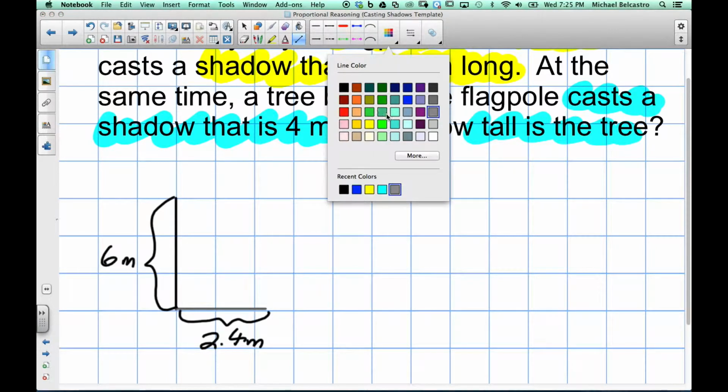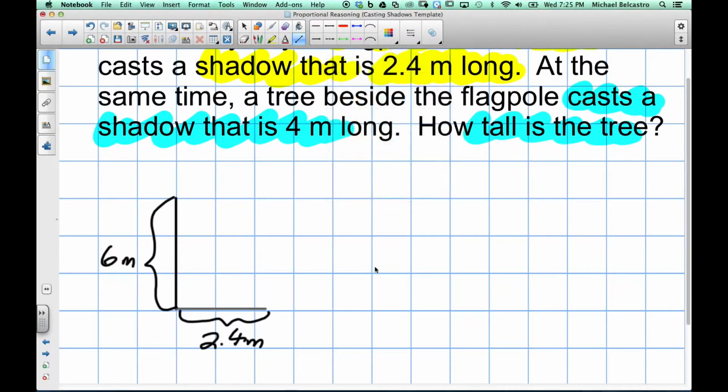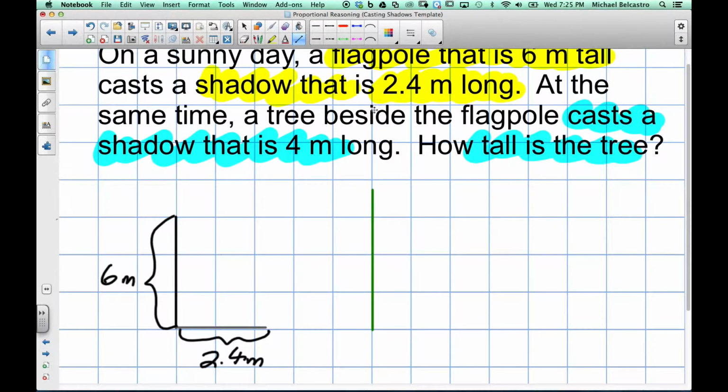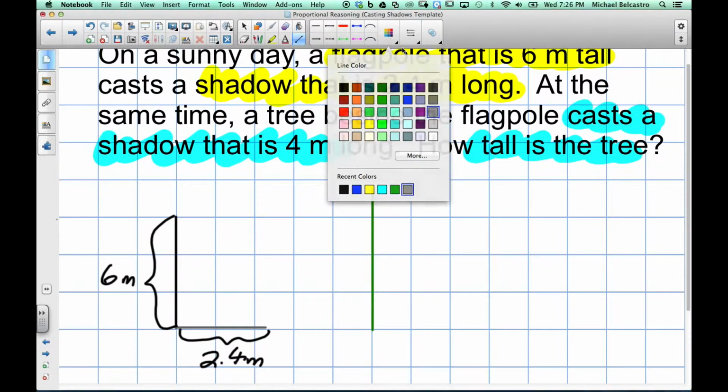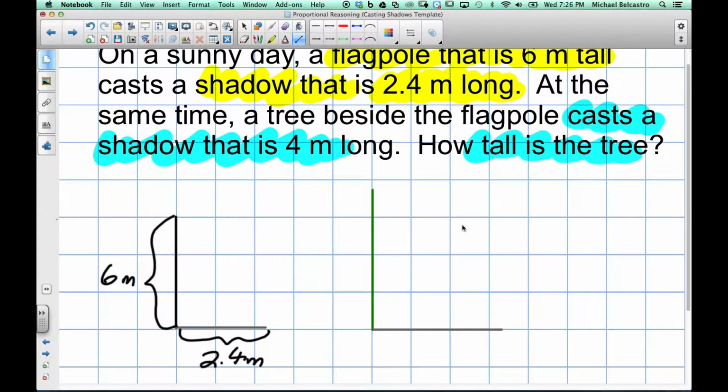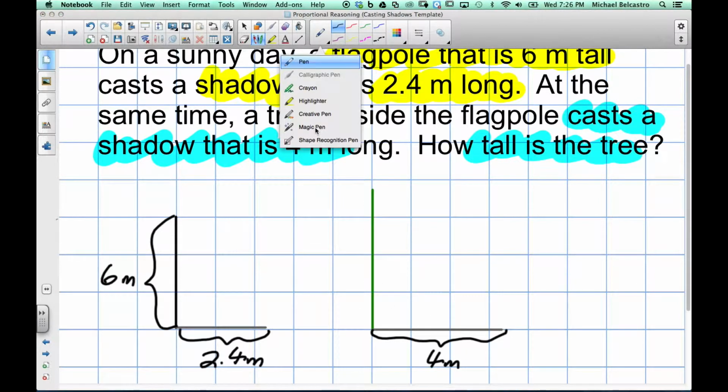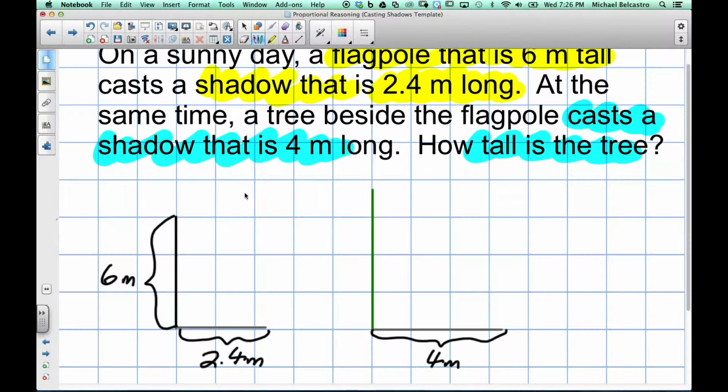It also said there is a tree. So let's draw that tree. We'll use the line again. We'll put the tree in green. And I'm going to put the tree a little taller. And the reason being is, as you're going to see in a second, the shadow of the tree is a bit longer than the shadow of the flagpole. The shadow of the tree, they said, was 4 meters long. So if the shadow is longer, then we can kind of go on the assumption that everything else being the same, that this would be taller than the flagpole, right? That way it's casting a longer shadow at that same angle.